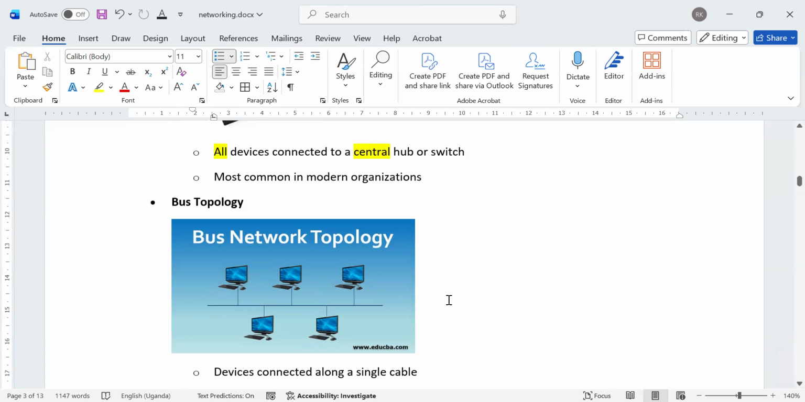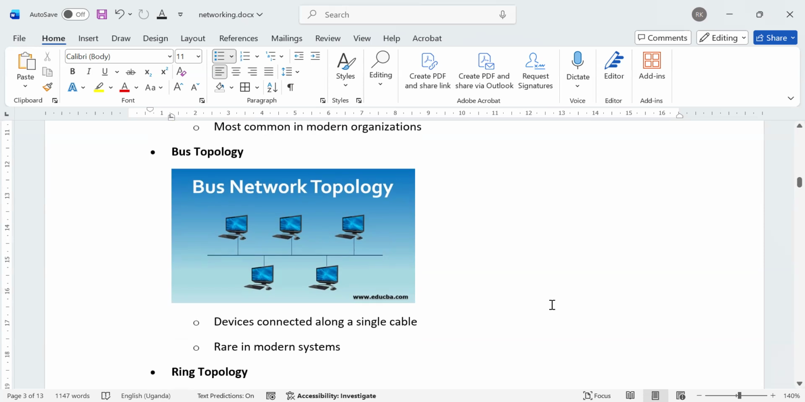Now, as you see this one, if this cable is broken from here, it means the rest of these computers cannot get internet. That is a disadvantage it has, because all of them are on this one cable. So if this one cable has a fault somewhere, the rest of the people cannot get internet. So devices are connected along a single cable, and it is rare in modern systems. This is old-fashioned. It doesn't work anymore.